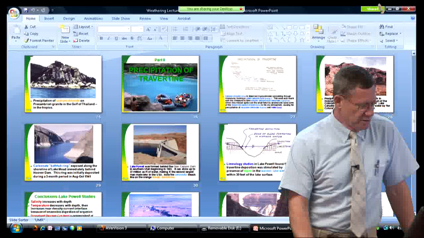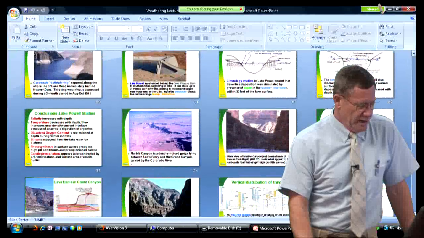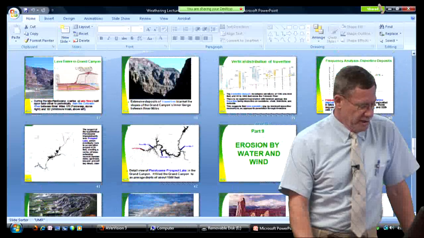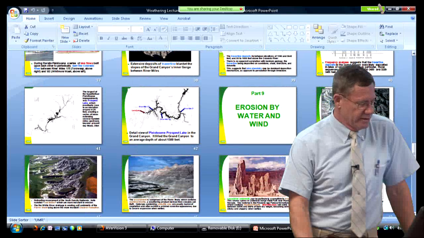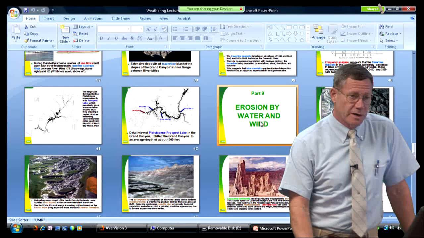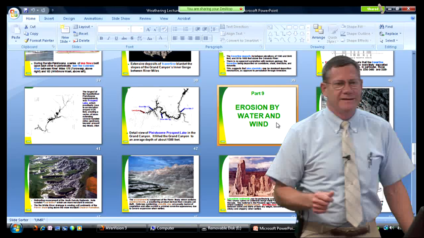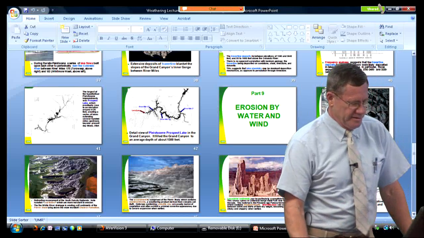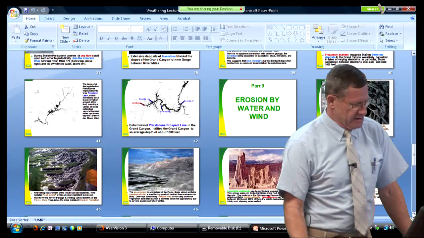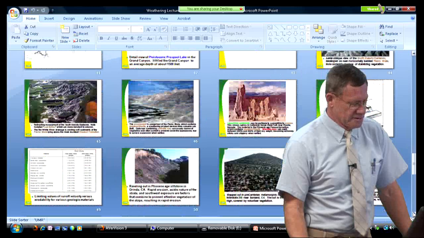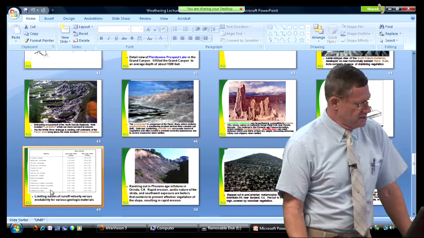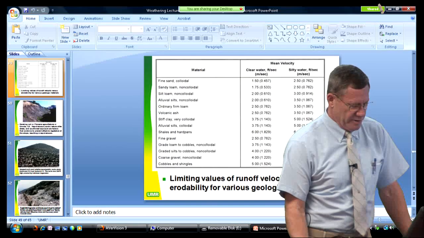So we were talking about travertine last time and salts. And I can't remember exactly where we got to. Did we talk about erosion by water and wind yet? That's where we started. We were actually in the middle of that when we stopped, at slide number 7, limiting values of runoff. Okay, sorry, I can't remember. It's a while back.